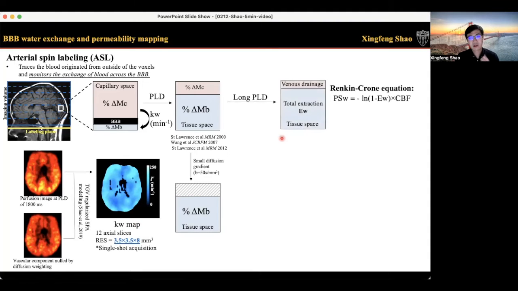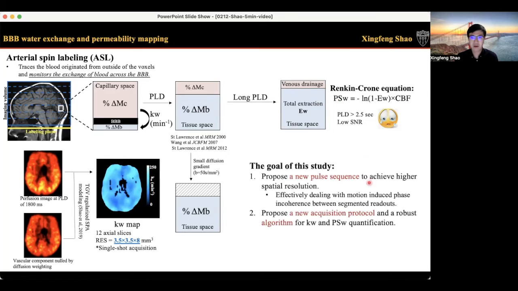If we wait even longer, at a longer post-labeling delay, this tissue fraction equals the total extraction ratio of the water, and we can calculate the PSW, the permeability surface area product of water, using this simple equation. However, the PLD is usually required to be longer than 2.5 seconds, which leads to very low SNR, which may limit the reliability of our EW or PSW measurements. So the goal of this study is to propose a new pulse sequence to achieve higher spatial resolution, and we also propose a new acquisition protocol and a robust algorithm for kW and PSW quantification.